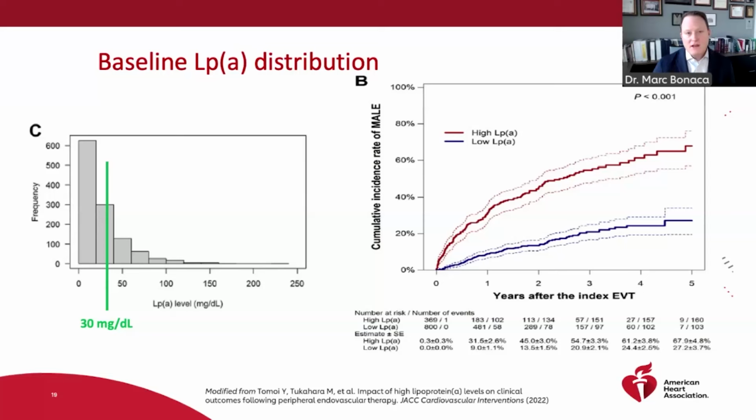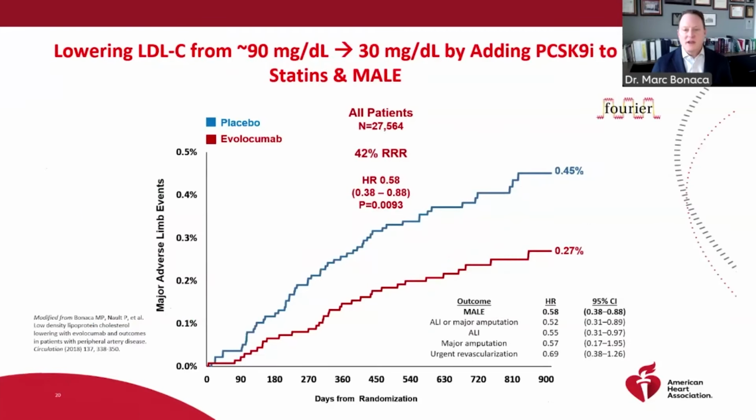Well, what do we have for treatments? We don't have any Lp(a)-directed therapies yet. There are several in development, which are very exciting, but we do have therapies. There are things that we can do. Here are data from the FOURIER trial, which was a trial evaluating the efficacy and safety of evolocumab, a PCSK9 inhibitor, in patients with atherosclerotic vascular disease.